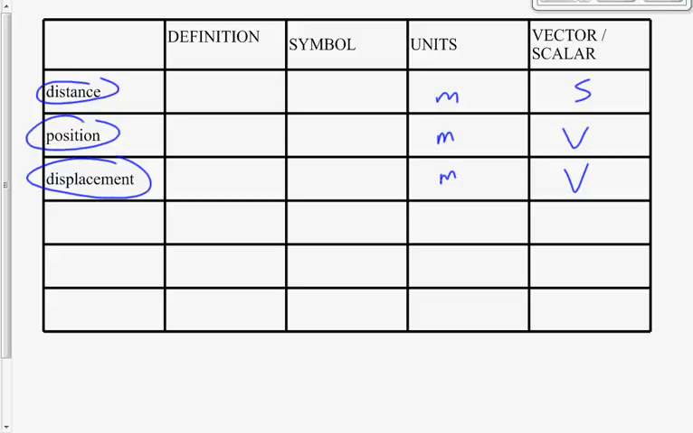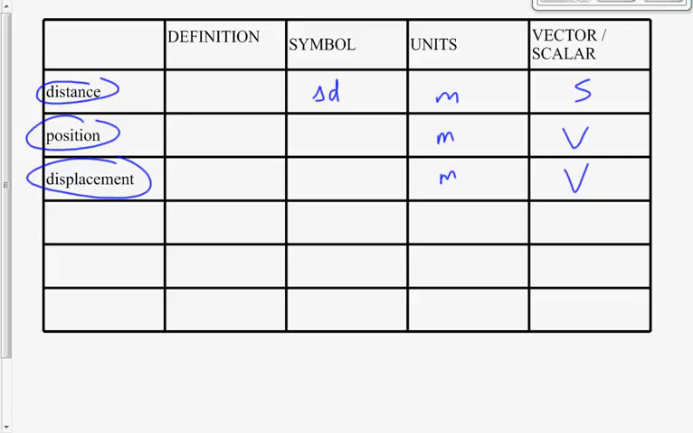And finally, the symbol. Do you remember the symbol for distance? What is the triangle? What's that symbol? Delta. And what does delta mean? Change. Delta means change. So change in d. It's a distance covered, change in where you are without direction.